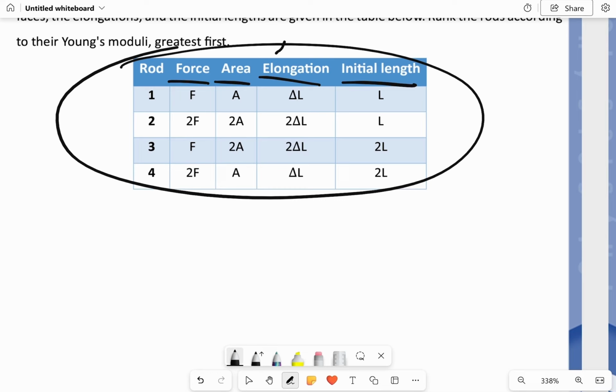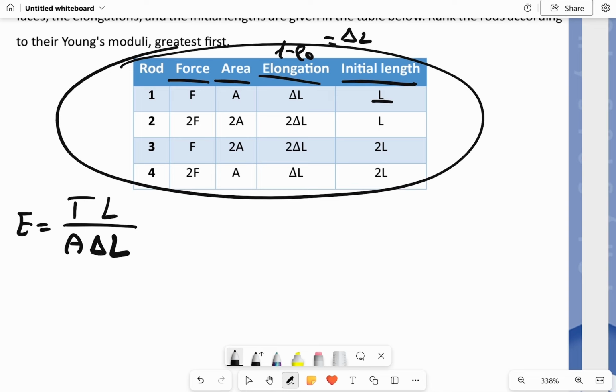By the way, elongation is written like this, but it's okay to write it like this too, delta L. Here it's written delta L. So you'll see Young's modulus is equal to what? You'll use this equation: tension multiplied by initial length, which is given as L here, divided by area, multiplied by delta L, or elongation. Now we will be using this equation for all of the questions that we have, for 1, 2, 3, 4.